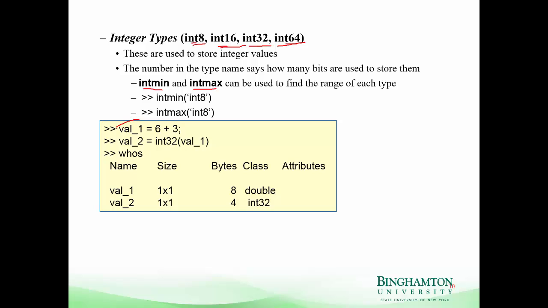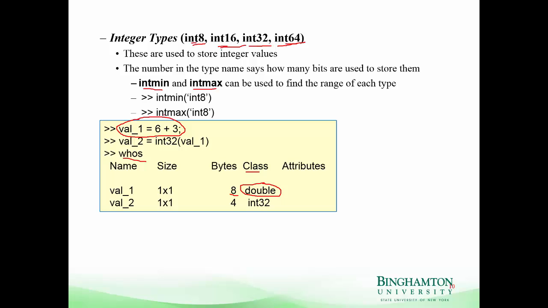So when we first run this command, you can see down here, after we run the whos command, that val1 is stored in double precision format. Here's the class column that comes out of the whos command. And you can see that the number 9 takes 8 bytes to store in double precision format. So there's a lot of wasted bytes in there because we're just storing a simple integer in double precision.